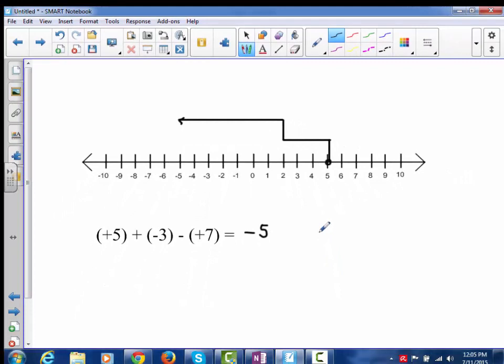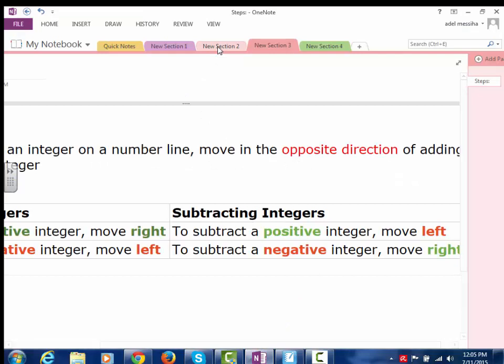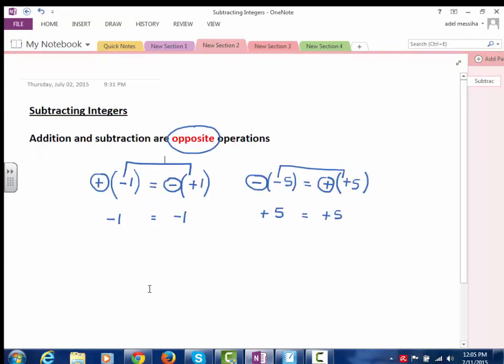So today we learned that subtracting integers is the opposite of adding integers, and we already explained the reason. The reason was shown with this example, that addition and subtraction are opposite operations. When I'm adding a -1, it's exactly the same as when I subtract a +1. So as you can see, addition and subtraction are opposite. Here it's negative, here it's positive, so they are opposite operations. I hope you understood this one.